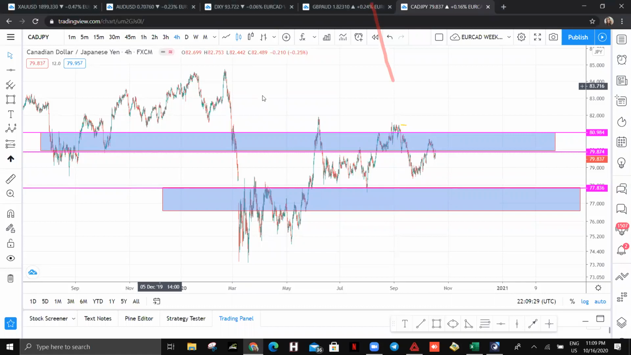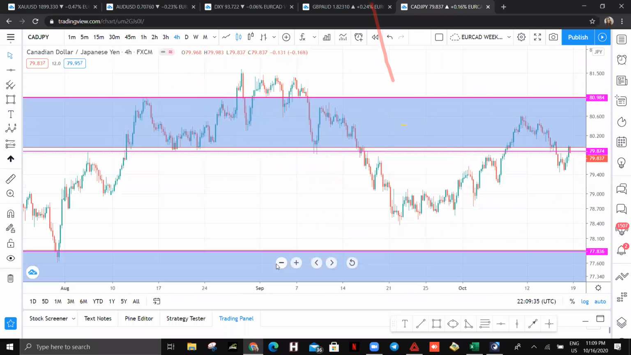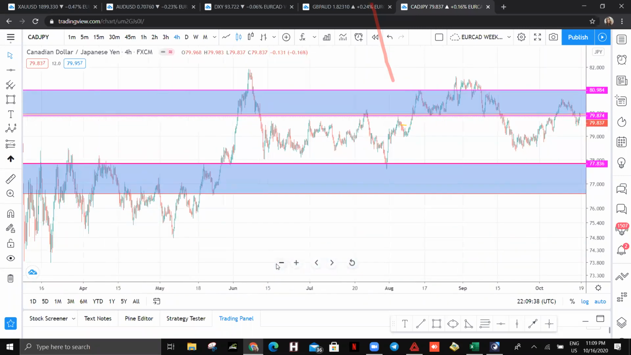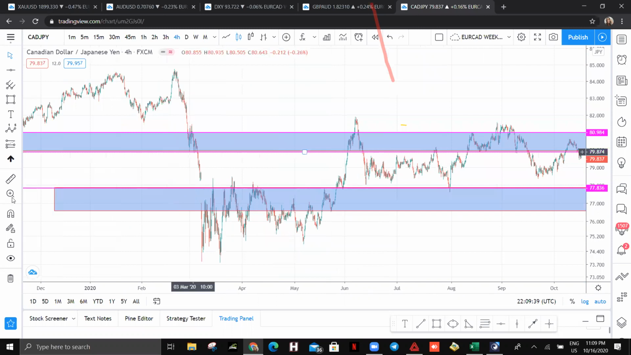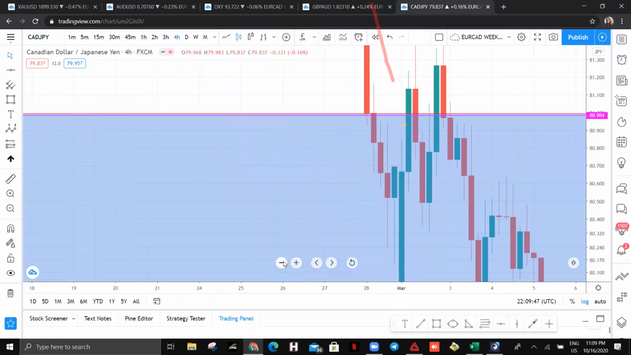But it's still within the resistance zone. Let me show you. See what happened here. Look at it here. That's why I said the market doesn't move in a straight line the way you want it to move.